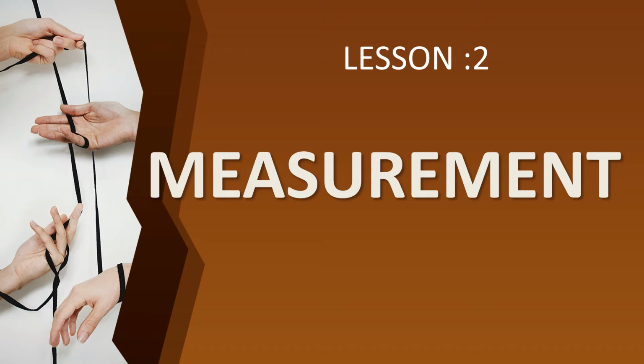And in the previous class we have learnt about volume. So what is meant by volume? Volume is the space occupied by a 3-dimensional object. What is the SI unit of volume? Meter cube. And what is the CGS unit of volume? Centimeter cube or cc.